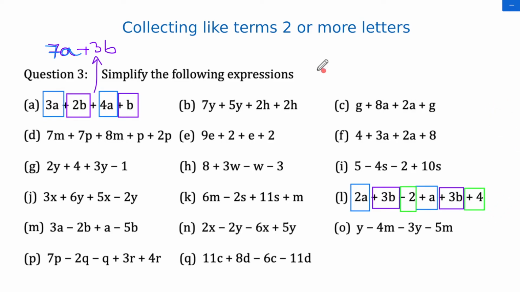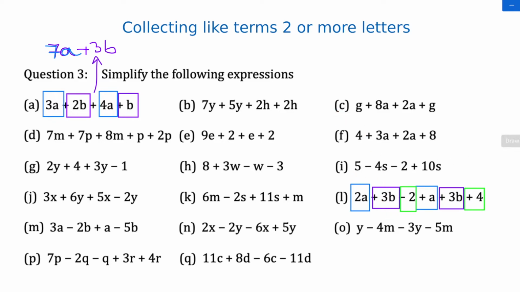If you're doing this topic, you can have highlighter markers or something like that, or just coloring pencils, which are really nice as well. You can do that in your book every time you need to collect like terms, and that is the best way of doing it.